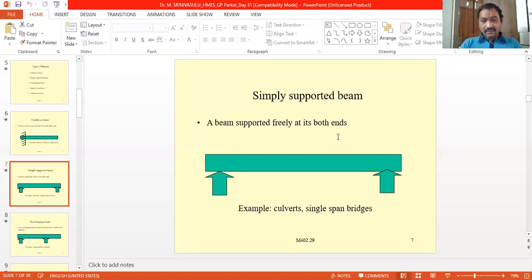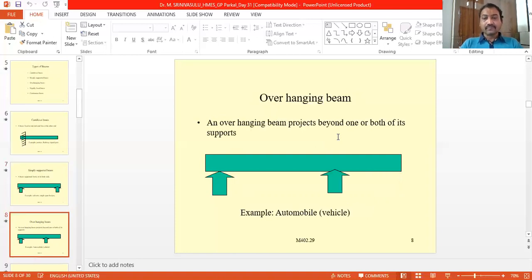And the examples are culverts and single span bridges. At the bridge also, it has a span like this, and at both ends it is supported like this. So this is a single span bridge, supported at both ends. This is an example of the simply supported beam. A beam which is supported freely at both ends is called the simply supported beam.